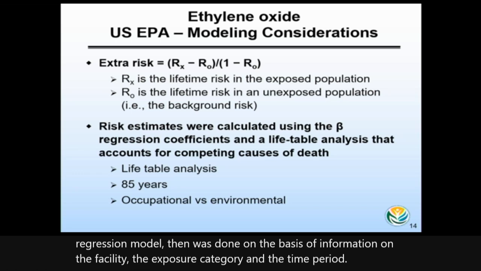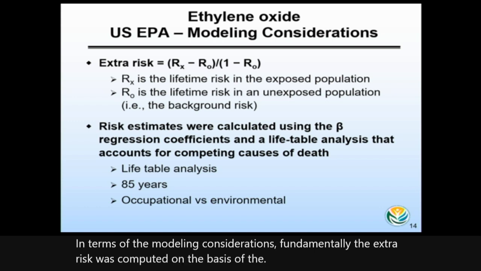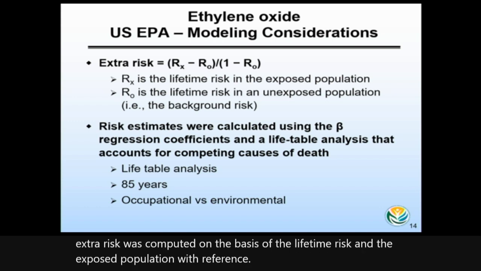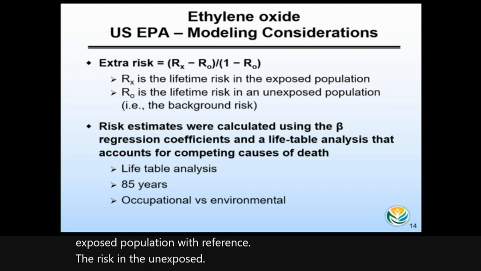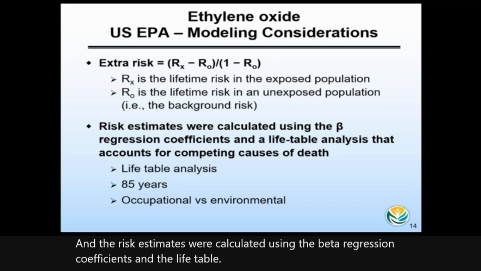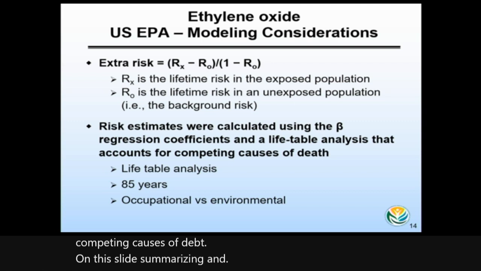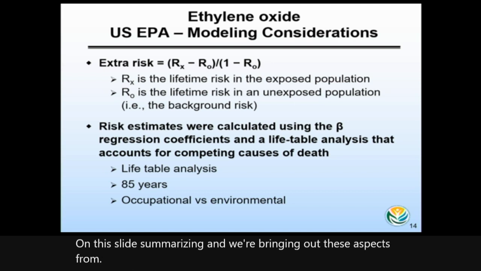In terms of the modeling considerations, fundamentally the extra risk was computed on the basis of the lifetime risk in the exposed population with reference to the risk in the unexposed population, that is R0, which refers to the background risk. And the risk estimates were calculated using the beta regression coefficients and the life table analysis that accounted for the competing causes of death. So in this slide, I'm summarizing and bringing out these aspects from the EPA's analysis.